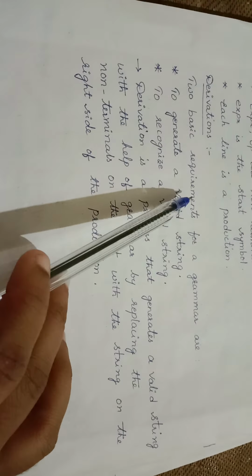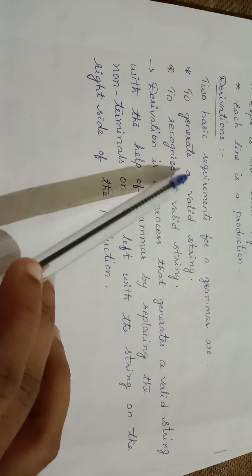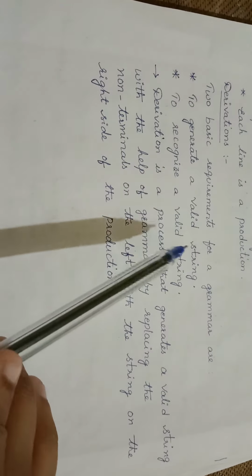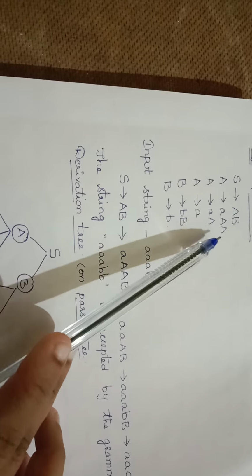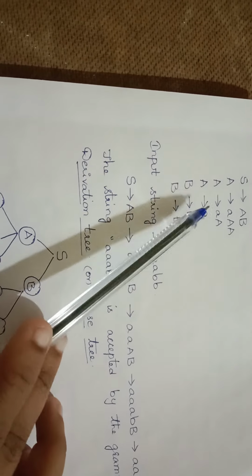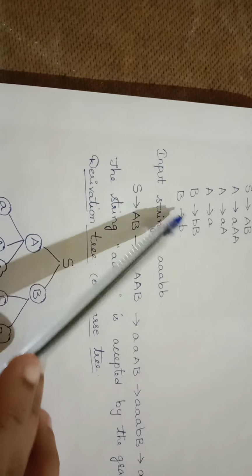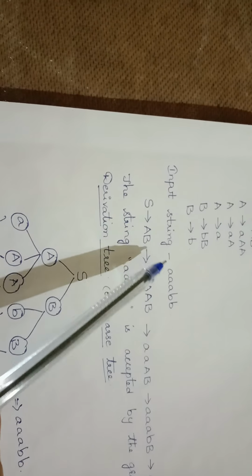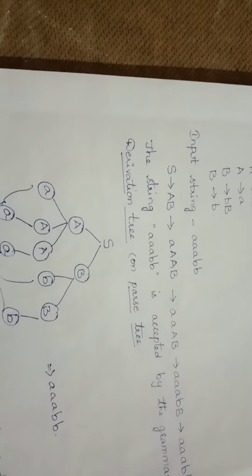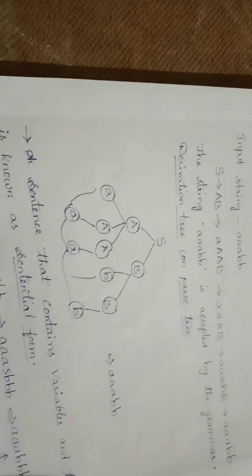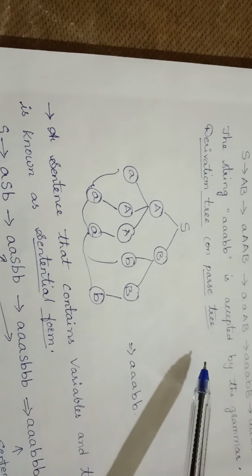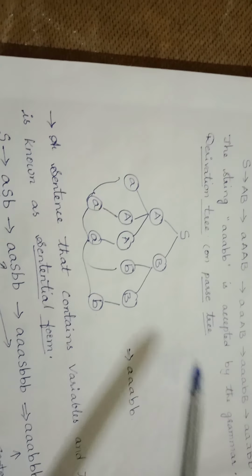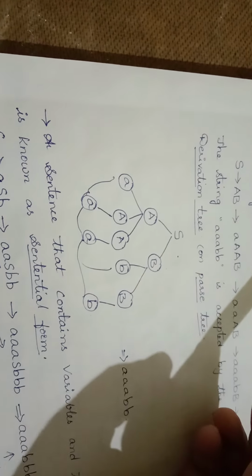There are two basic requirements for a grammar, that is to generate a valid string and to recognize a valid string. So for example, consider the grammar: S → AB, A → aA, A → a, B → bB, B → b, and the input string we need to derive is aabb. So we need to check by constructing the derivation tree. Derivation tree is also called a parse tree.